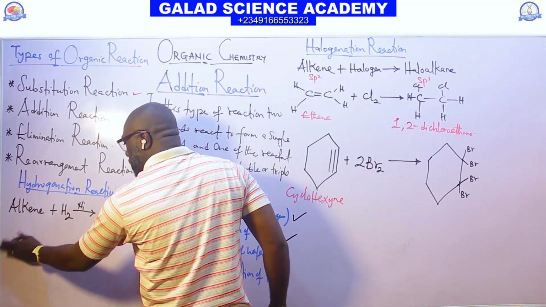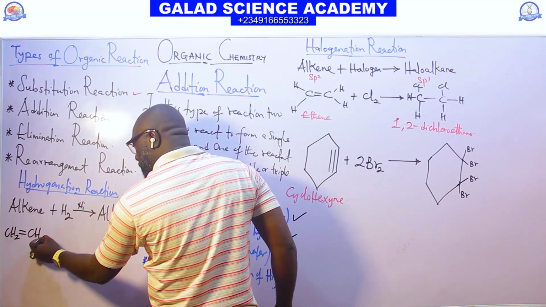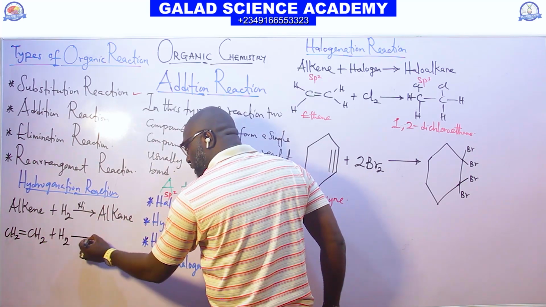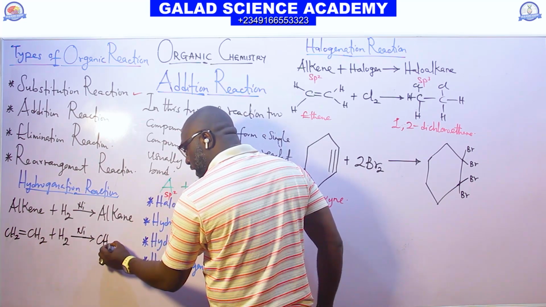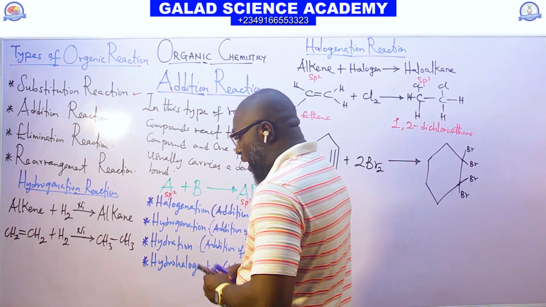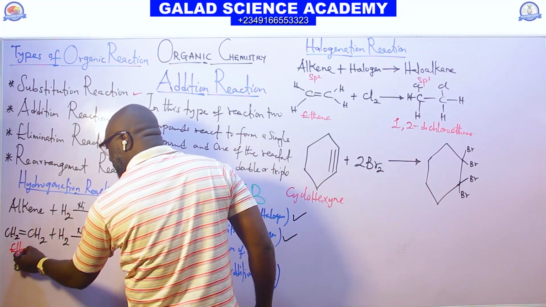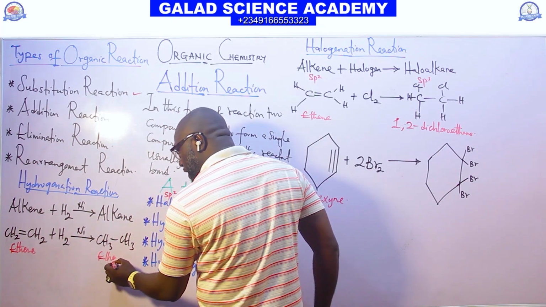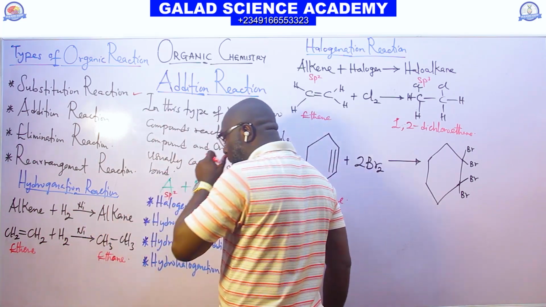So the common example for this reaction, let me use CH2 double bond CH2 plus hydrogen, and we are using nickel as catalyst here. It will give us CH3 CH3. The name for this compound here is ethene, and here it will give us ethane. All right.